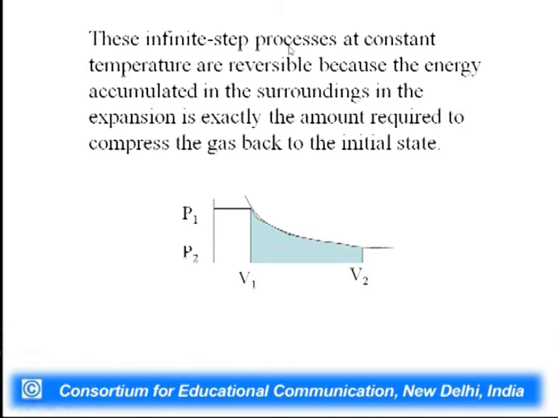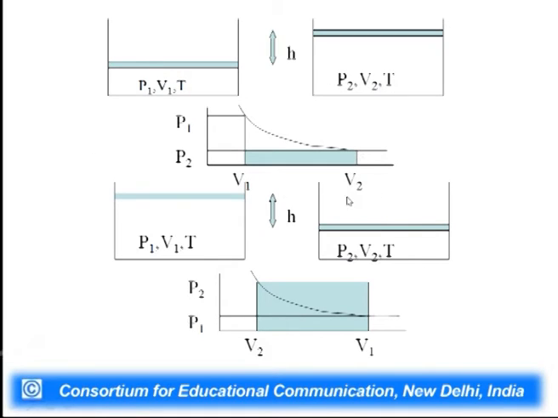So, these infinite step processes at constant temperature are reversible, because the energy accumulated in the surroundings in the expansion is exactly the amount required to compress the gas back to the initial state. Now, you can see here that this is for expansion and this is for compression, and you get this whole area.